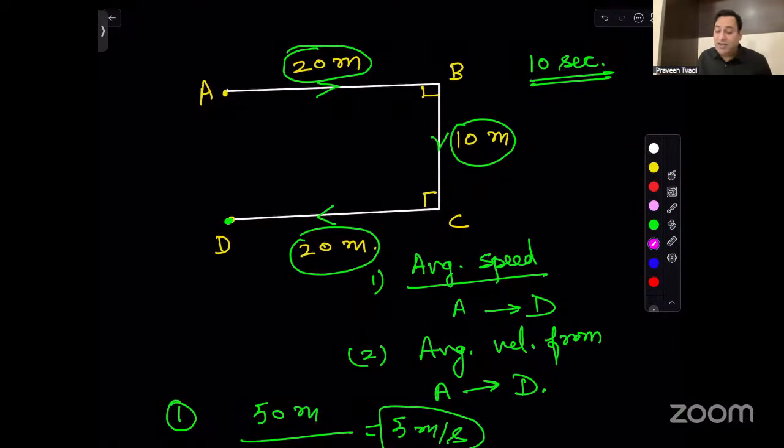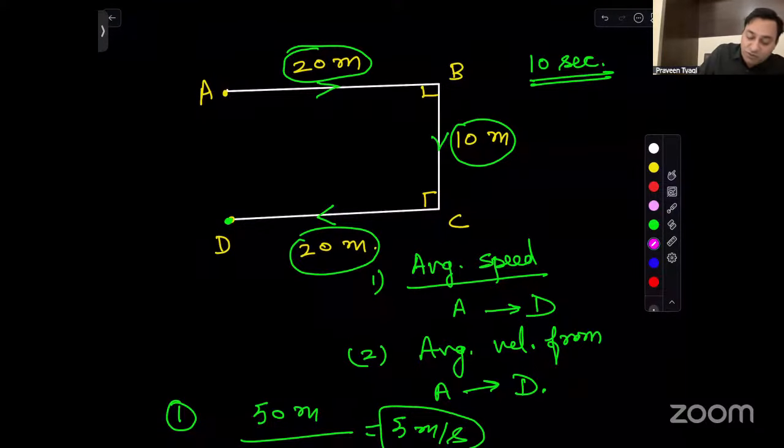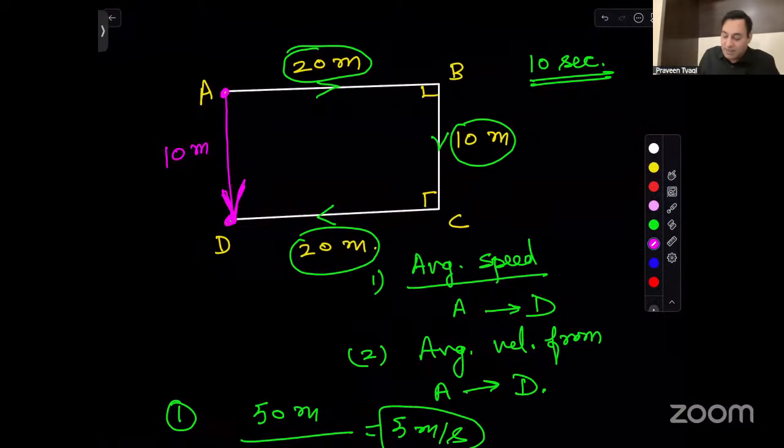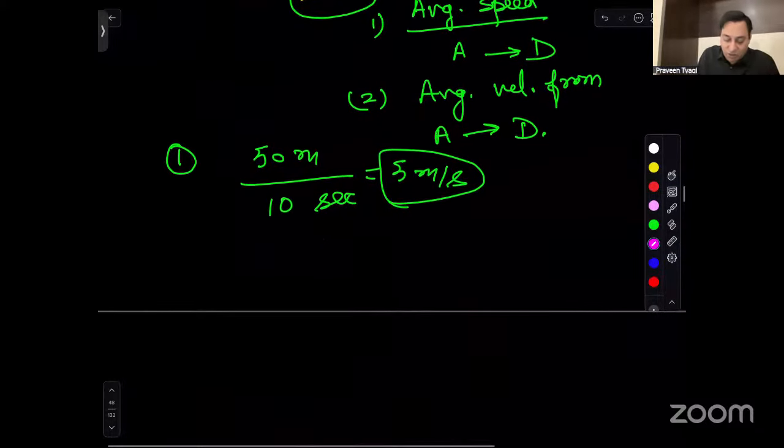What is the net displacement, total displacement? I just told you the definition of total displacement: this is the initial position, this is the final position. The vector joining the initial position to the final position gives you displacement. This vector is the displacement vector. So total displacement is how much? 10 meters only. And average velocity will be total displacement over time.